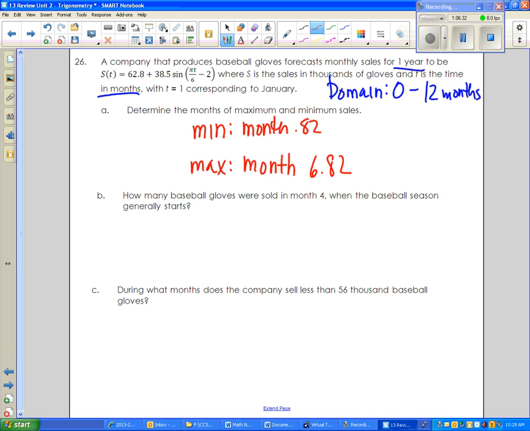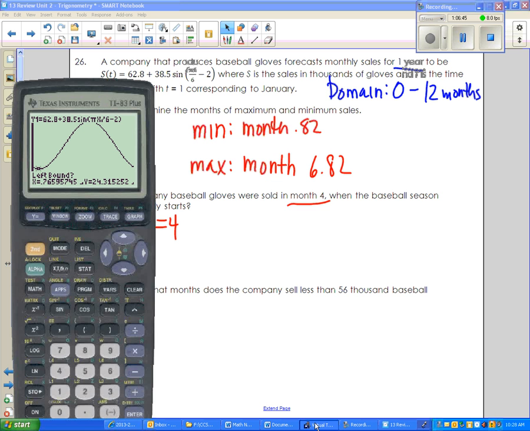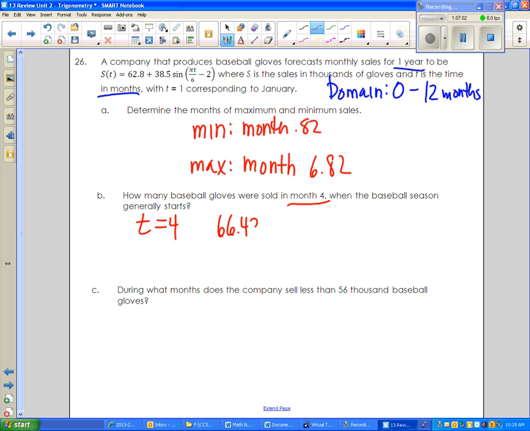Okay. In letter B, it says how many baseball gloves were sold in month 4. Well, month 4, that's an x value, or in this case, a t value. If t is equal to 4, you can actually just plug the 4 into the equation and type it into your home screen. Or if you go to the second trace option, notice that the very first menu option is value. This is where you can type in values of x. So if I plug in the 4, it'll give me the corresponding y value of 66.43. Now you do need to remember the correct unit, 66.43. It's not just gloves, it's actually thousands of gloves.